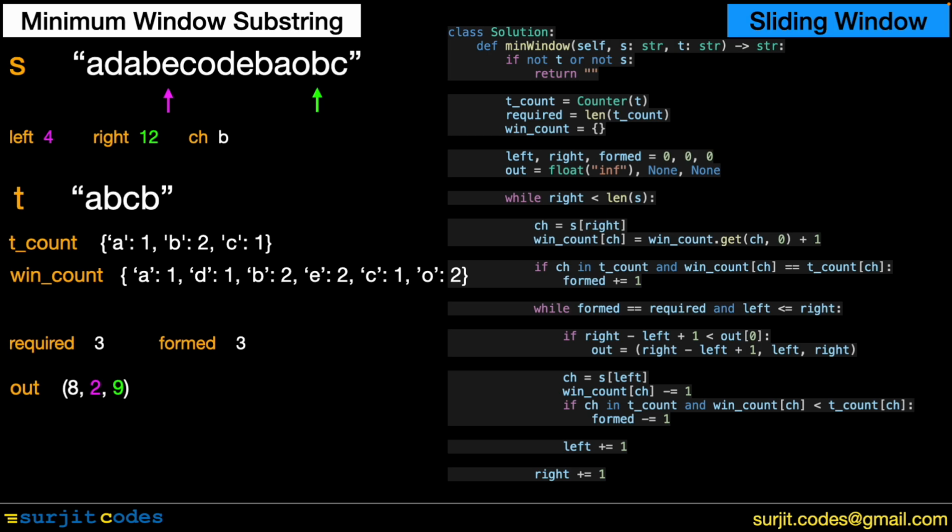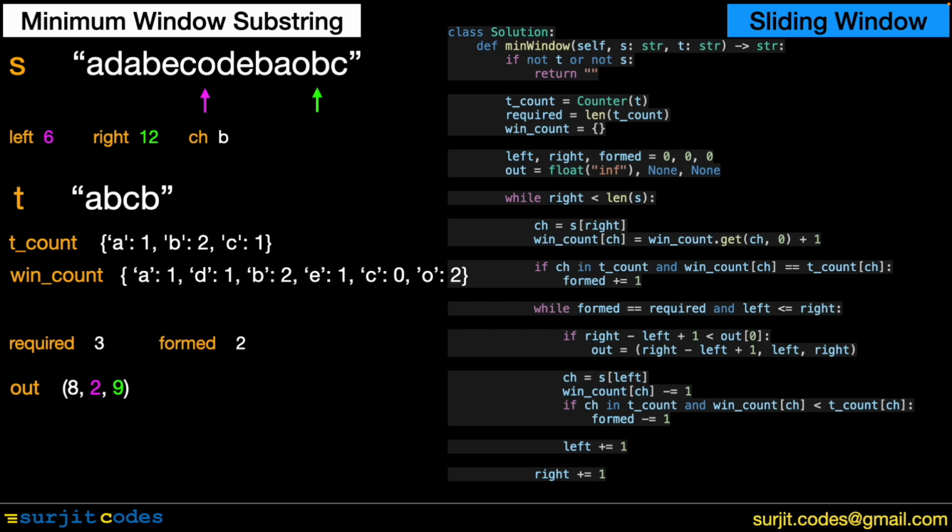Outer while loop will shift right pointer till another B is found. It means O and B are added to this list. Formed becomes 3 and the contraction loop starts again, in which E and C are removed. Formed becomes 2 once again. Length does not come below 8, so out is unchanged.